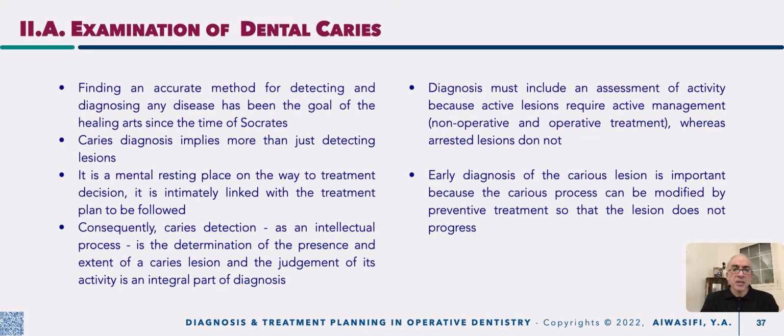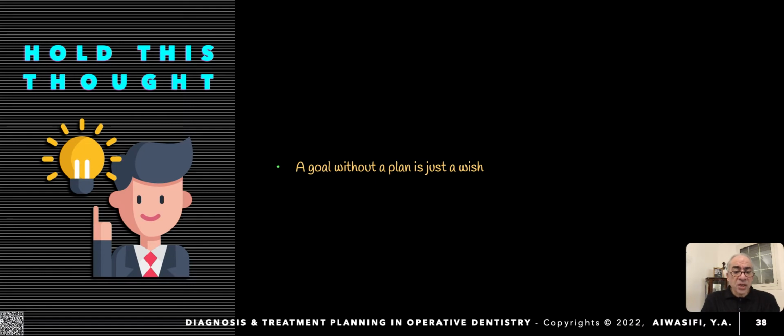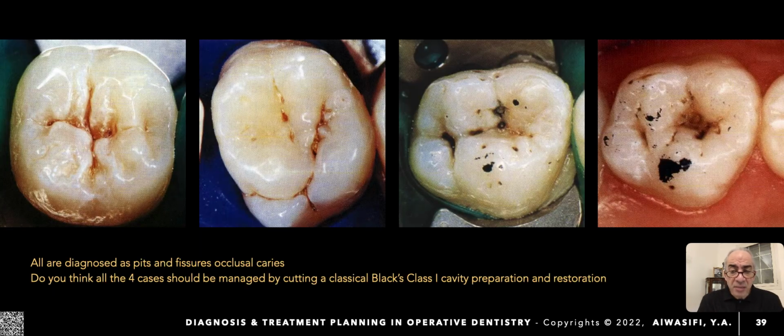Okay, that's why, as said by Socrates, a goal without a plan is just a wish. You should plan to achieve your goal. Let me give you an example. All of these four cases are diagnosed as pit and fissure cases.